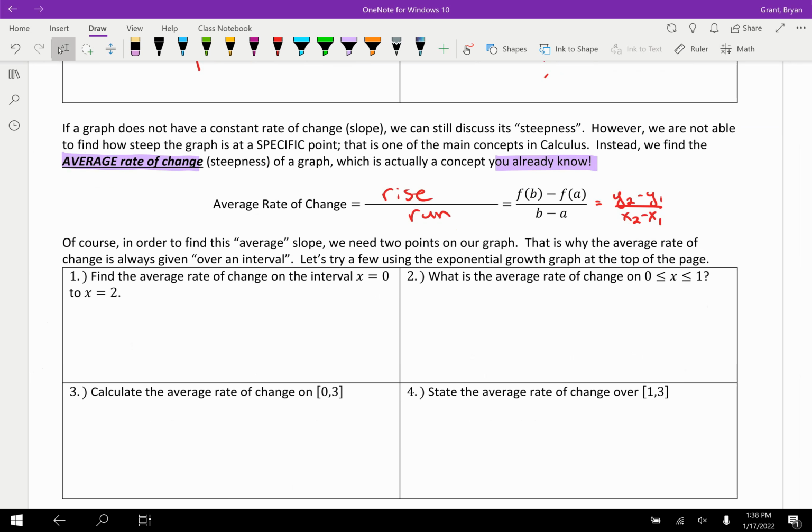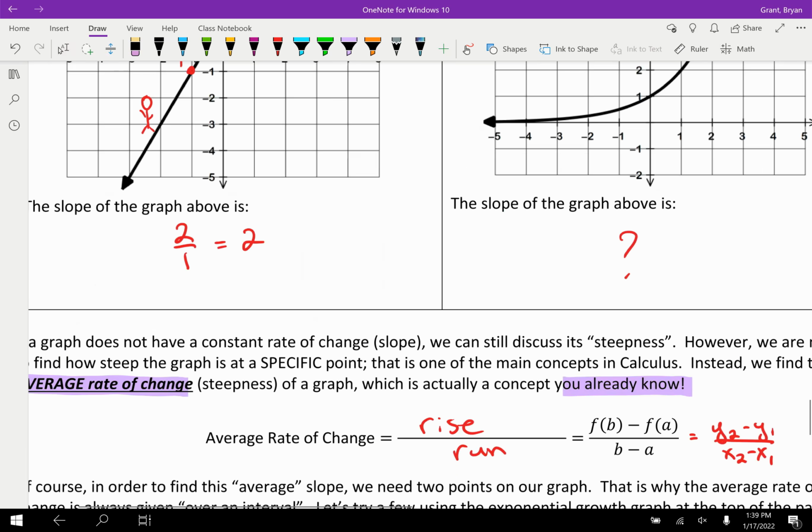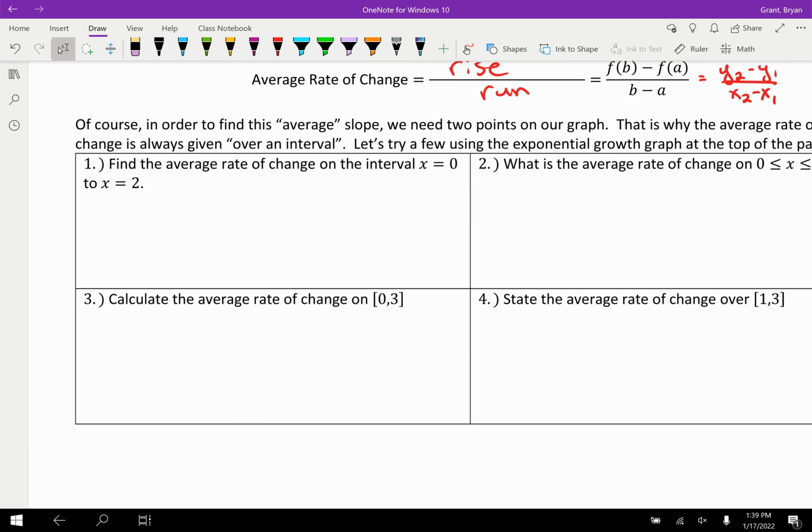Well, to find the average slope, we first need 2 points to count the rise and the run. That's why the average rate of change is always going to be given over an interval. For example, this interval that I highlighted before starts at an x value, can you see the x here, an x of 1, and then it ends at an x value of 2. So a problem might have said, what's the average rate of change from x equals 1 to x equals 2? So let's do a couple more concrete examples here so you can get the hang of it, and then that's it for the day. Find the average rate of change on the interval x equals 0 to x equals 2.